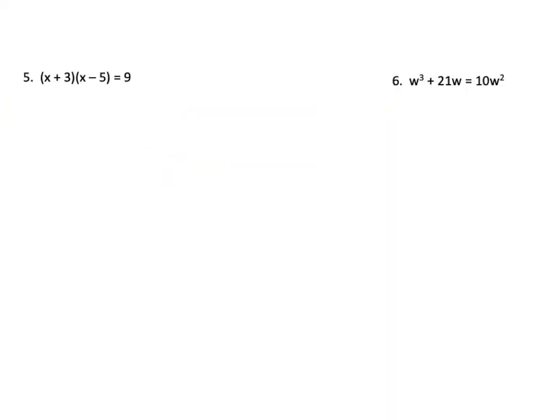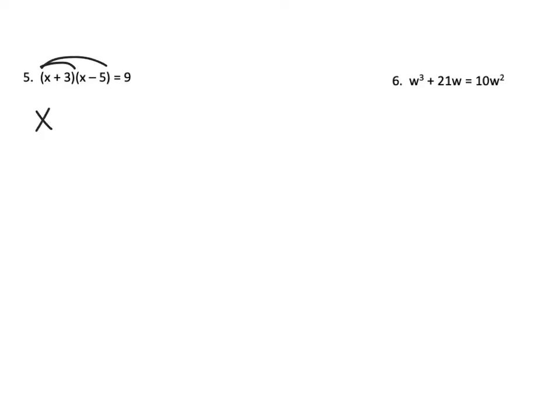Number 5 looks simple, but notice that it's not equal to 0. What I sometimes have kids do is they say x plus 3 equals 9 or x minus 5 equals 9, but if I had a times b equals 9, we could not say that it's true that a is 9 or b is 9. Maybe they're both 3. Maybe one of them's 4.5 and the other's 2. So there's no such thing as a 9 product property. So what you have to do is still put this in standard form. So how do we do that?